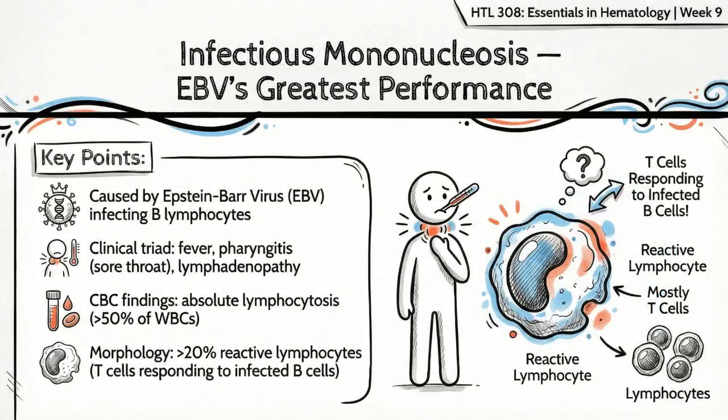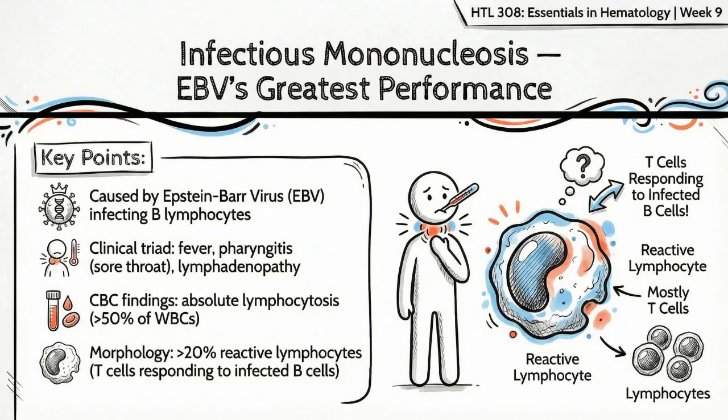Infectious mononucleosis is the textbook example of reactive lymphocytosis, and it's a condition you will absolutely encounter in clinical practice. The causative agent is Epstein-Barr virus, which preferentially infects B lymphocytes. The reactive lymphocytes you see on the smear are primarily activated T cells responding to the EBV-infected B cells. The classic presentation is the triad of pharyngitis, fever, and cervical lymphadenopathy, most commonly in young adults aged 15 to 25.